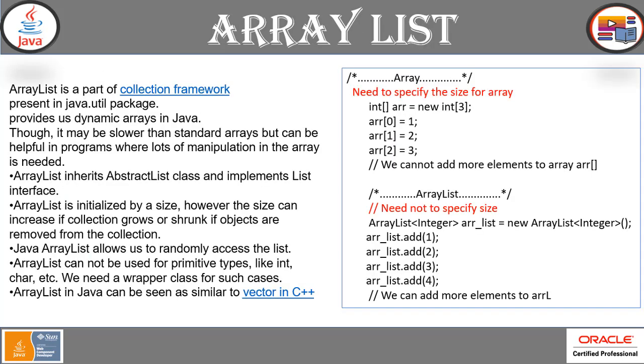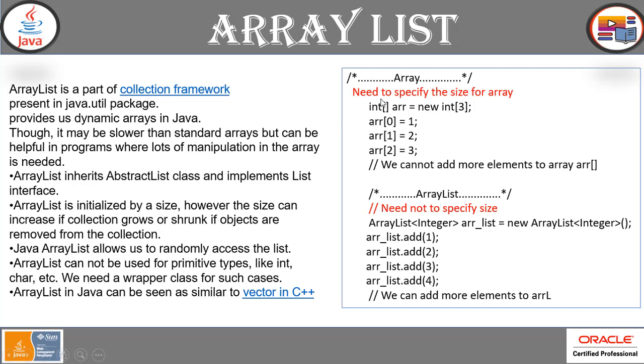Now let's take a look at ArrayList. ArrayList in Java is a part of the collection framework and is present in the java.util package. It provides us dynamic arrays in Java and it may be slower than standard arrays but can be helpful in programs where lots of manipulation in the array is needed. So ArrayList is a class, not a primitive data type, where you have your own class and just make it an object and use it accordingly.